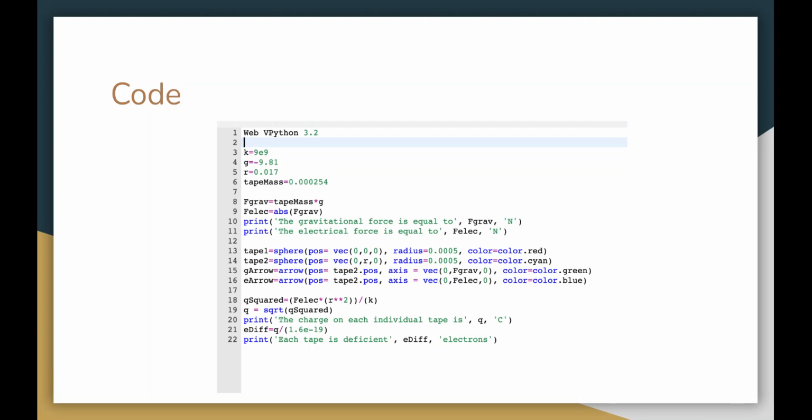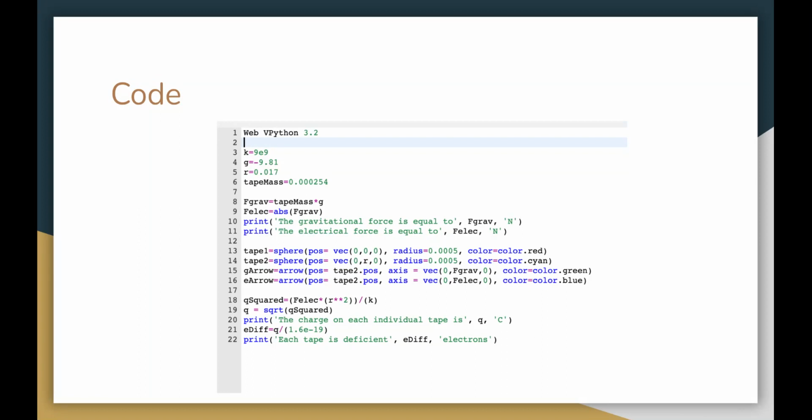So then I printed those two things, and then I did the visual representation by making both of the tapes point charges, r distance away from each other, and then I made arrows for the gravitational force and the electric force, pointing in the direction and the magnitude of those two things that I already calculated, F grav and F elect.